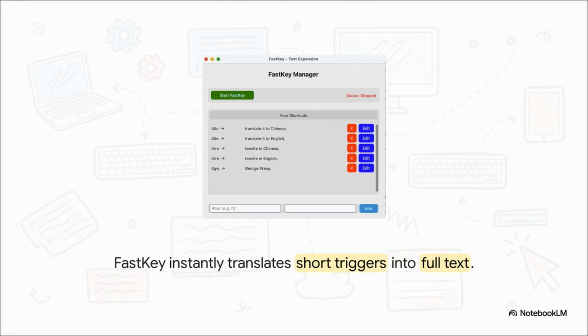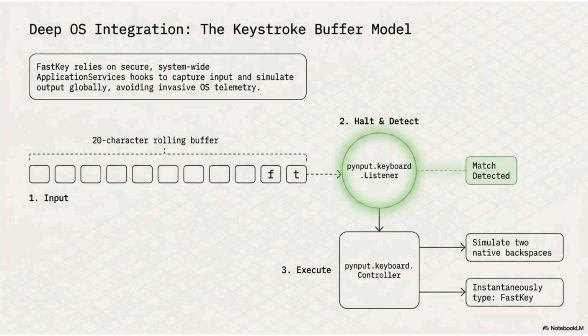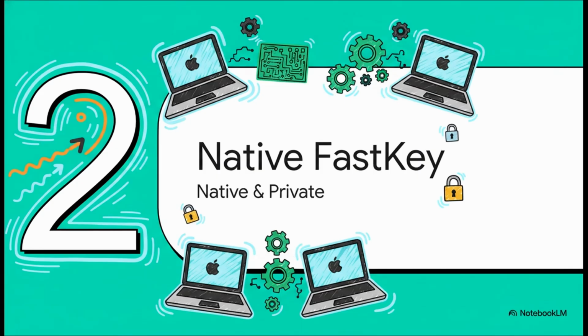And this brilliantly illustrates the solution right here. Notice how typing a tiny abbreviation, like 4TLC, instantly expands into the full AI prompt, "Translate it to Chinese." It completely eliminates that repetitive friction. Or typing 4GW and having it expand to George Wang. It's designed to replace long, tedious typing with instant text expansion, just continuously monitoring your keystrokes right there in the background.